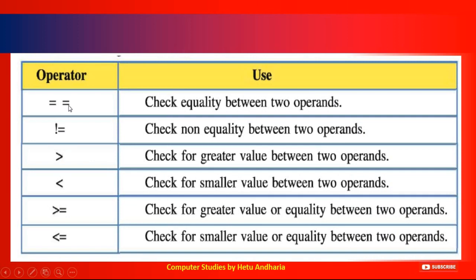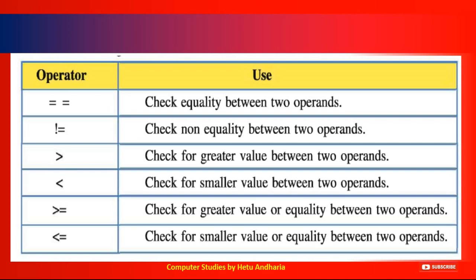Double equal to (==) checks the equality between two operands. Try to remember, I had intentionally given that example: a % 2 == 0. Now if I type a single equal to, what will happen? It will assign 0 to this thing, and we don't want to assign a value. Single equal to means the assignment operator, while double equal to checks the equality. Then exclamation mark and equal to (!=) checks non-equality between two operands.